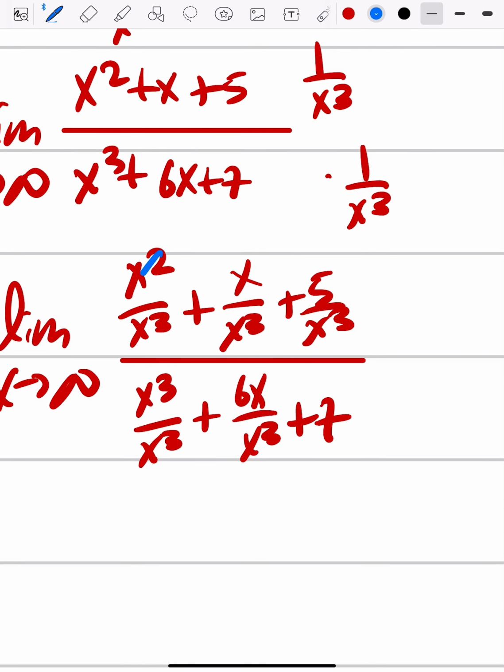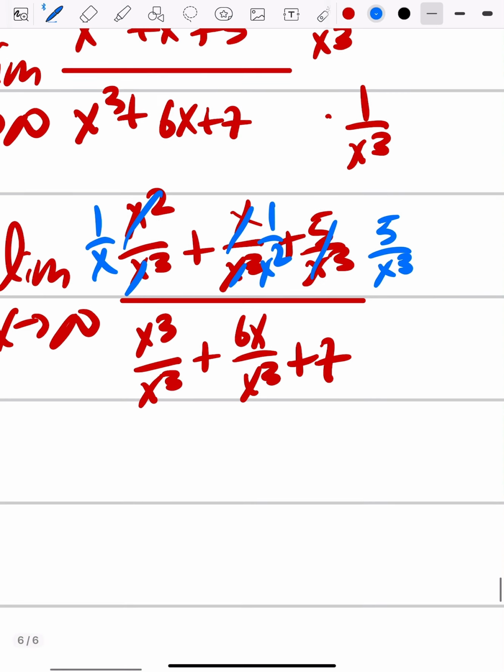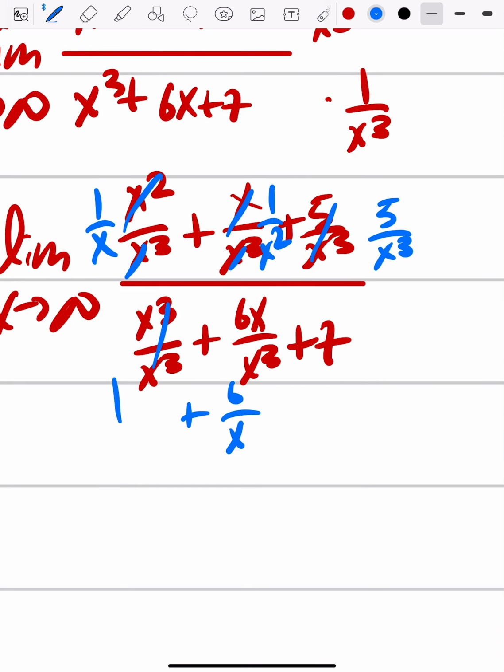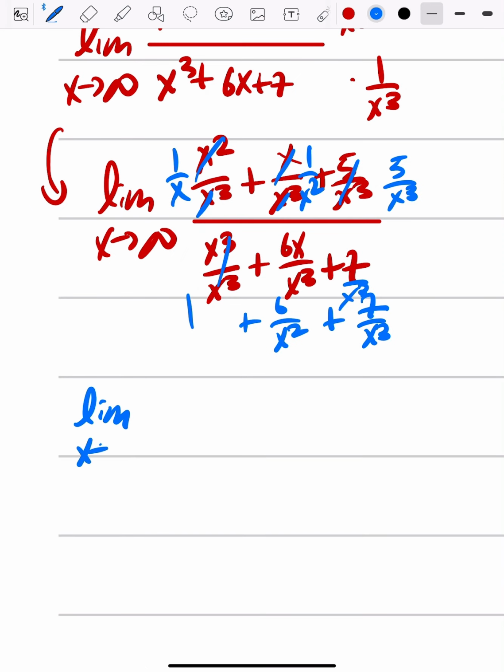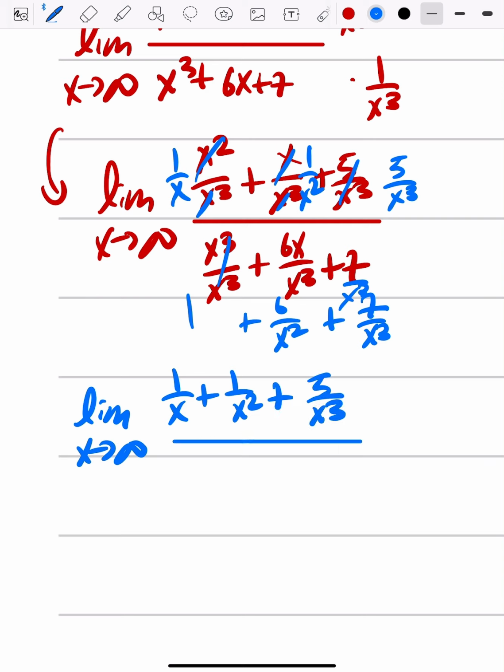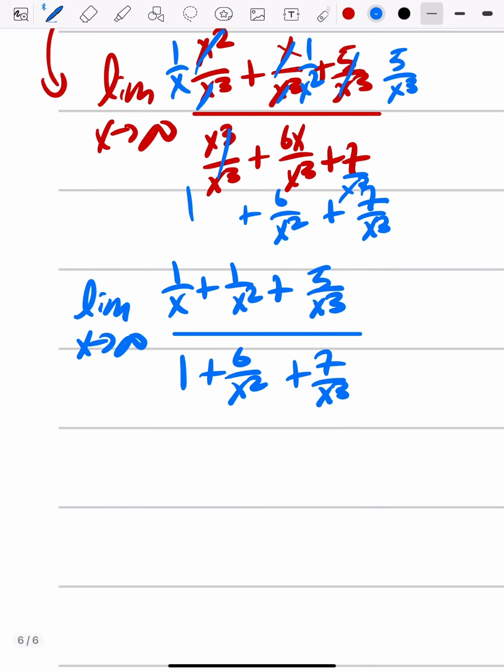So we get 1 over x squared. This one stays like this. For this one, it's just 1 plus 6 over x squared plus 7 over x cubed. For x cubed here. Then what happens is that the limit as x approaches infinity turns into this. Now we can analyze that as x approaches infinity.